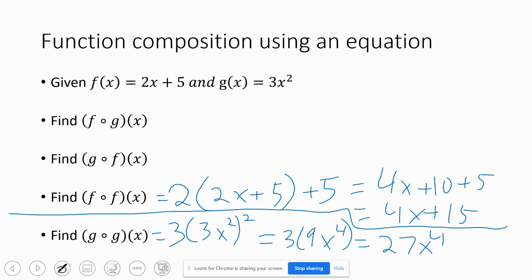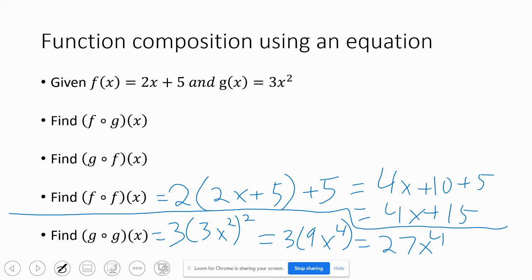Okay. And that's when you put the same function inside the same function. You just replace, you put g physically inside g and simplify. Put f physically inside f and simplify. You don't always have to simplify these questions, but it's a good practice to do it. Remember, power to a power, you multiply. Okay, on to the next question.